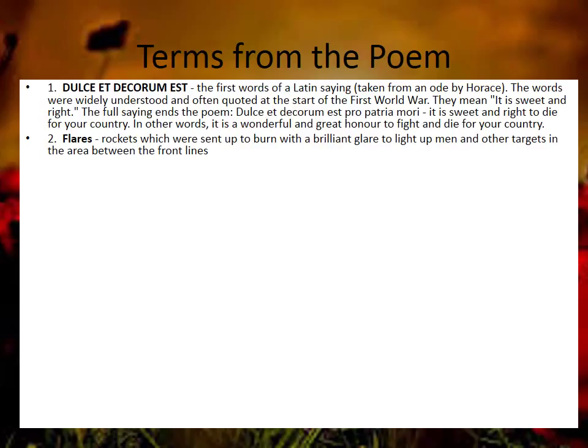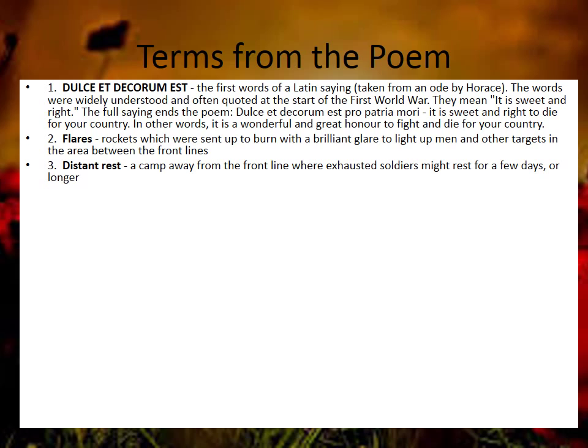The flares, we talked about the flares. It says, till on the haunting flares we turned our backs. Those were rockets which were sent up to burn with a brilliant glare and to light up the men and other targets in the area so they could hit them with their weapons. Kind of scary. Distant rest. So that would be a camp. He says, and towards our distant rest began to trudge. It's a camp away from the front lines where exhausted soldiers might rest for a few days or longer.